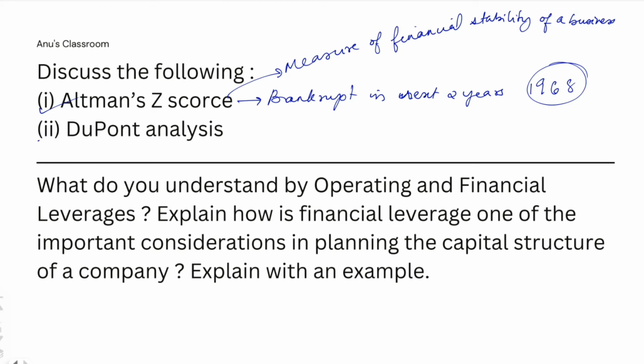Okay, so that is Altman's Z-score. Next comes the DuPont analysis. DuPont analysis is again a framework that is used for analyzing the fundamental performance of a business. It was originally popularized by DuPont Corporation, and therefore it is known as DuPont analysis. It is widely used to compare the operational efficiency of two similar firms.